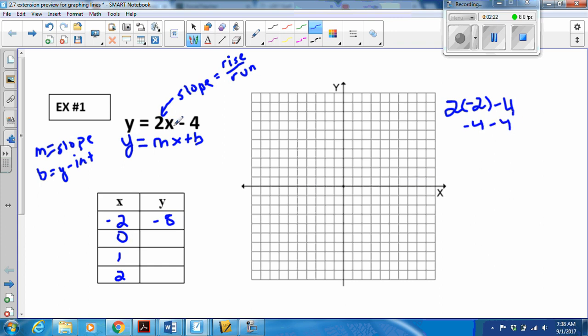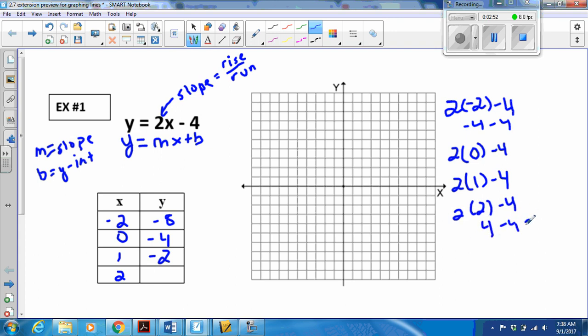Okay, what if we plug 0 into here? So we do 2 times 0 minus 4. Well, that should give you your y-intercept of -4. What if we plugged 1 into our x value? That should give you -2. And then lastly, plugging in 2 for our x, we have 2 times 2, that gives us 4 minus 4. That should give us 0.